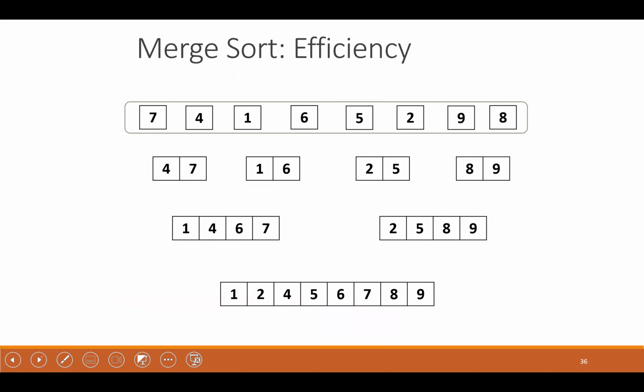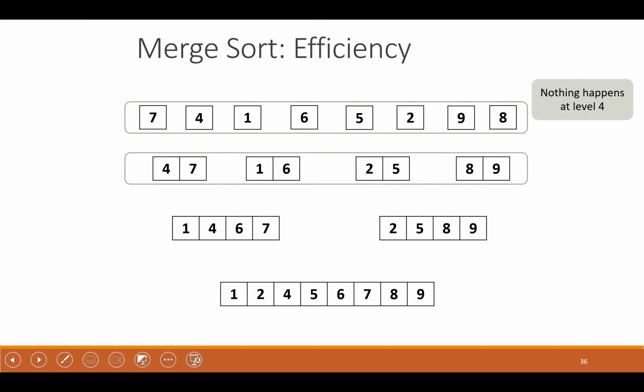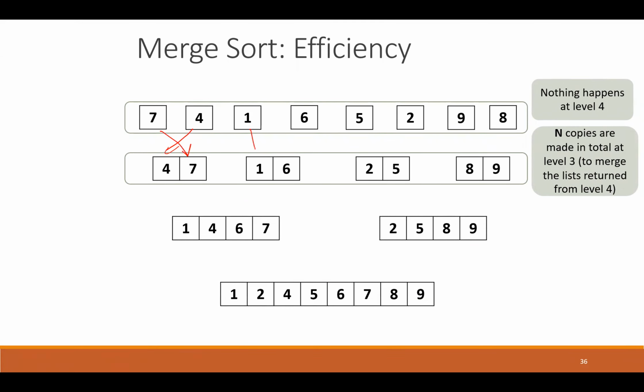Final sorted results. Again, we're going back up the recursion tree, and we can count how many copies are made as we merge. I make 1 copy here at this stage, then another copy, then another, then another. If we count up all the copies made at a certain level, nothing happens at the leaf. But when we get to level 3, I've had 1 copy, 2 copies, 3, 4, 5, 6, 7, 8 copies made. So 8 here, and in general, n copies are made coming back up the recursion tree.